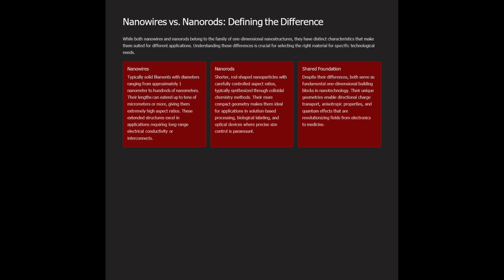Their more compact geometry makes them ideal for applications in easy solution-based processing, biological labeling, and optical devices where precise size control is paramount. Despite their differences, both serve as fundamental one-dimensional building blocks in nanotechnology. Their unique geometries enable directional charge transport, anisotropic properties, and quantum effects that are being realized in fields from electronics to medicine.